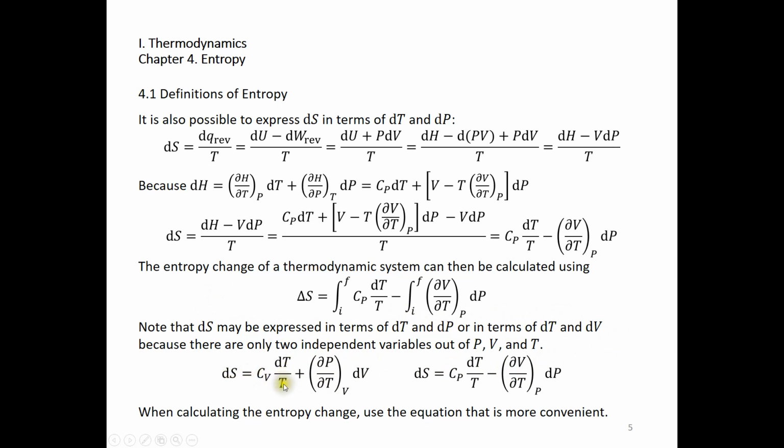dS is Cv dT over T plus ∂P/∂T times dV. dS is equal to Cp dT over T minus ∂V/∂T times dP. Which equation should we use? Well, just use the one more convenient for us. For example, if we are given the initial temperature and volume, and the final temperature and volume, I would use the equation on the left. If we are given the initial and final temperature and pressure, we will use the equation on the right.